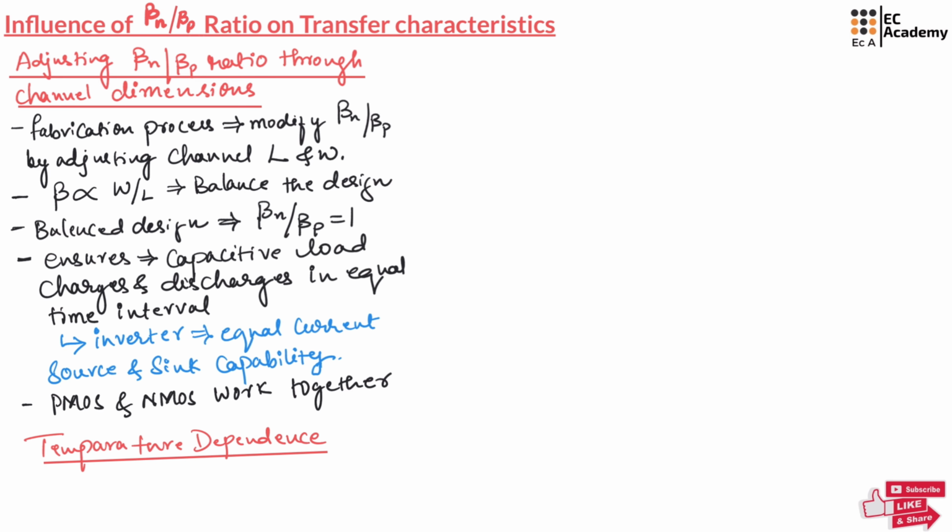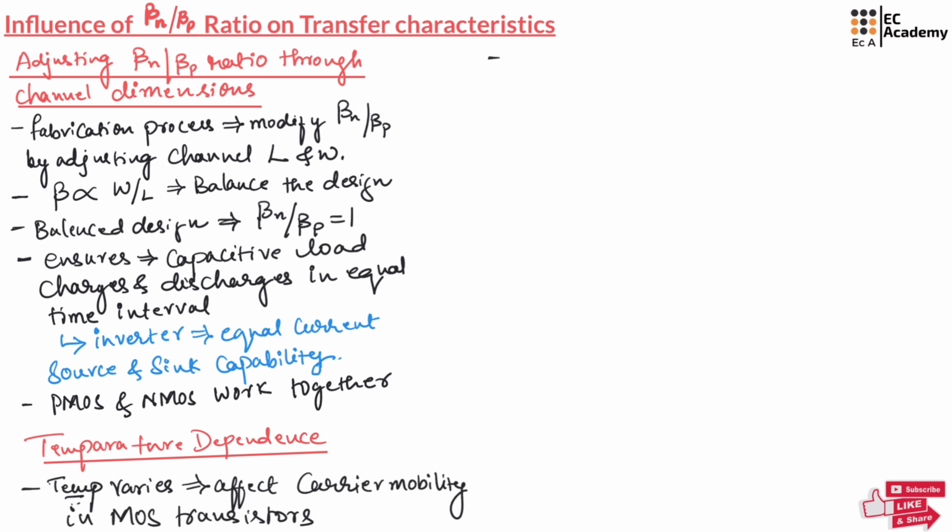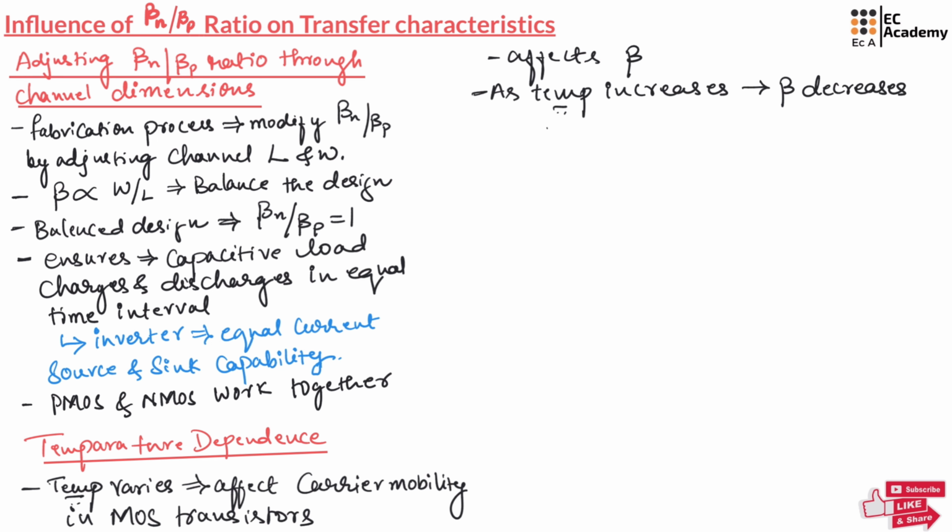Now let us understand how the temperature affects these characteristics. If temperature varies, this will affect carrier mobility in MOS transistors, which in turn affects beta. As temperature increases, beta decreases. Here beta is directly proportional to T to the power of minus 3 by 2. Since the current IDS is directly dependent upon beta, we can say IDS is also directly proportional to T to the power of minus 3 by 2.